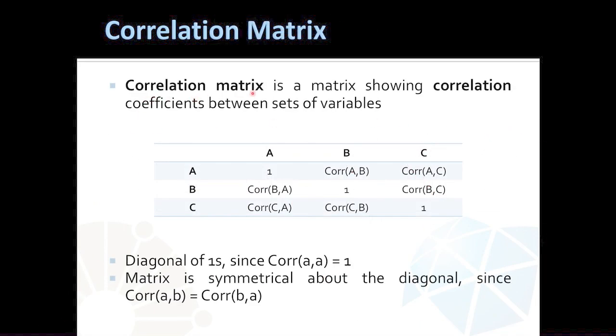The correlation matrix is a matrix showing the correlation coefficients between sets of variables. The diagonal of this matrix is always 1s, since the correlation between A and A is equal to 1. Also, the matrix is symmetrical about the diagonal, since the correlation between A and B is equal to the correlation between B and A.